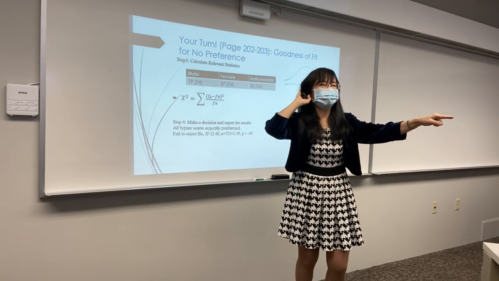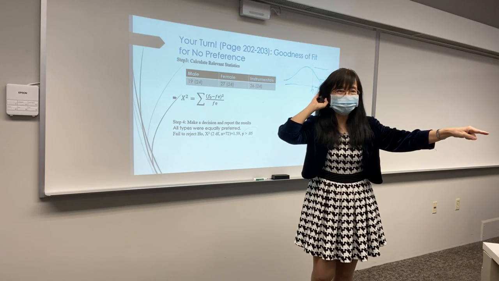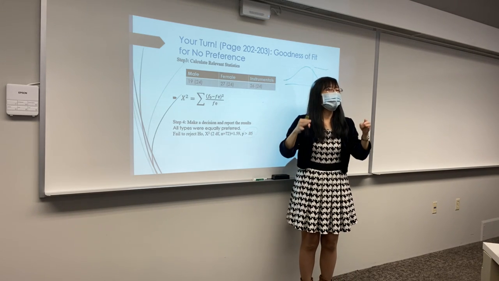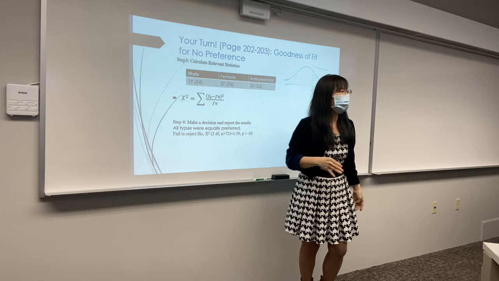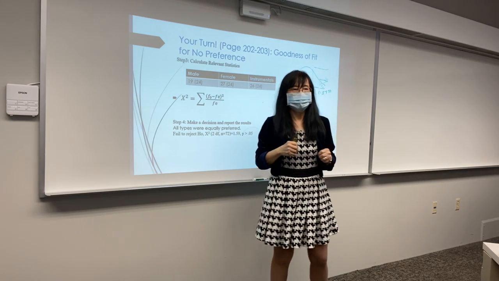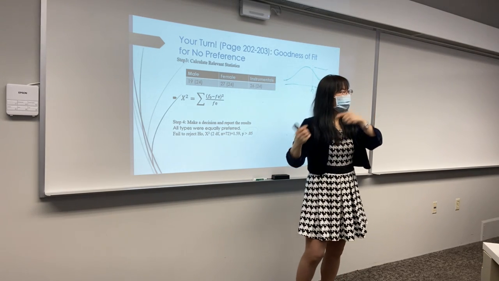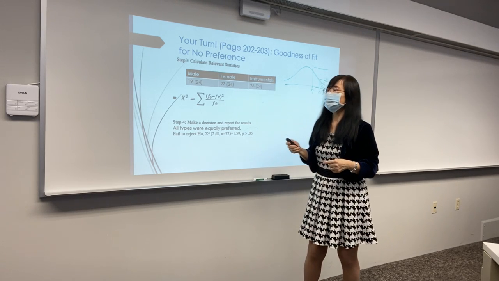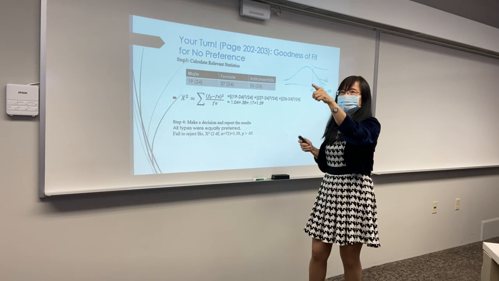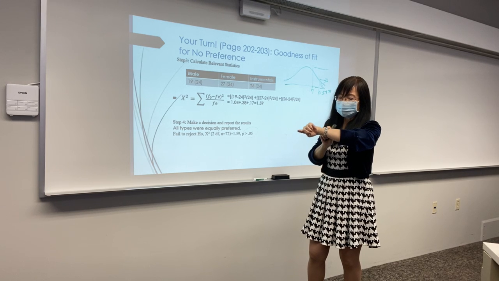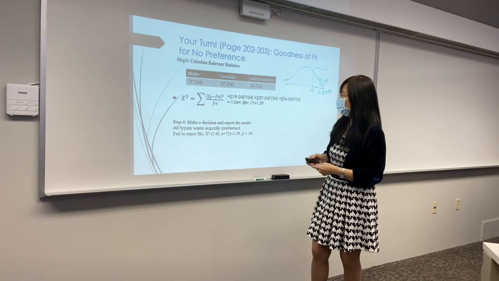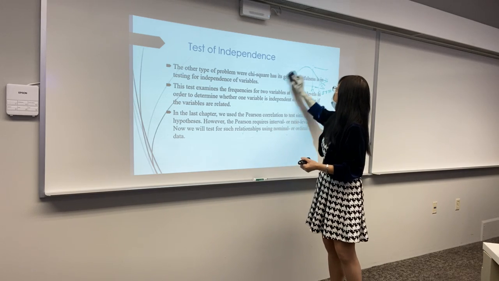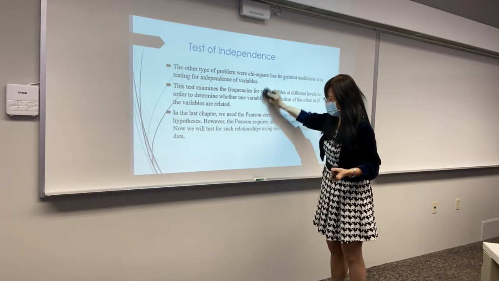So this is chi-square for goodness of fit. I just found the name so funny. The one we are talking about so far is chi-square for goodness of fit, and after that, we are talking about chi-square for independence. That clock is misleading me. Everybody good?